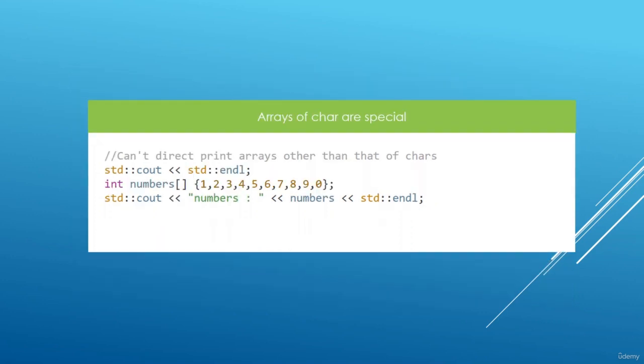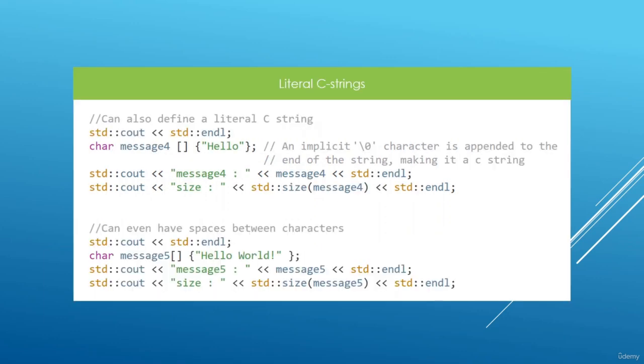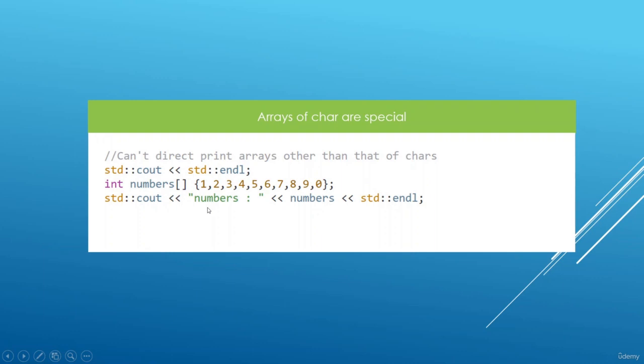Again, I want to bring to your attention that character arrays are special in that you can directly print them on the console like we are doing here. You see, this is a character array, and we are saying std::cout message4. You can't do this with other arrays. And this is really all I had to share about character arrays.